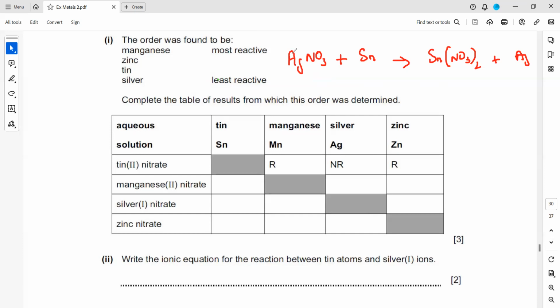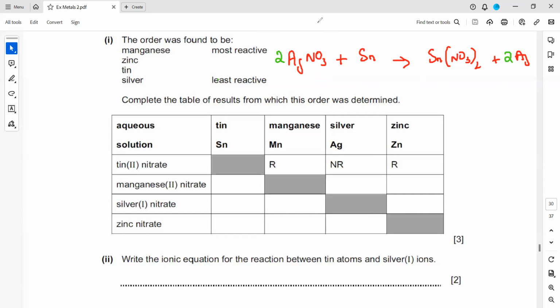We start with oxygen: 3 multiplied by 2, so we put 2, and oxygen is balanced. Silver is 2, so we put 2, and silver is also balanced. And tin is already balanced. So this is a balanced equation, because tin is 1, nitrogen 2, oxygen 6, and silver is 2.